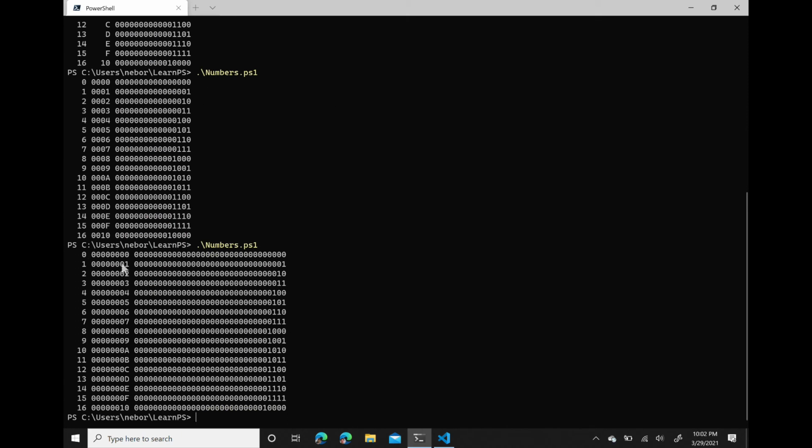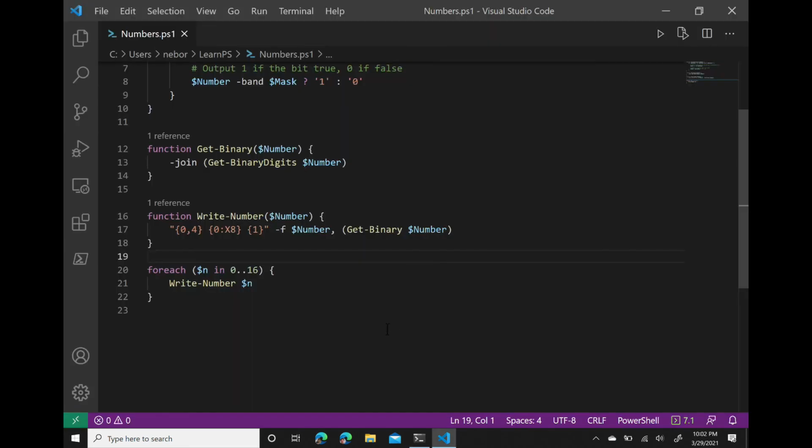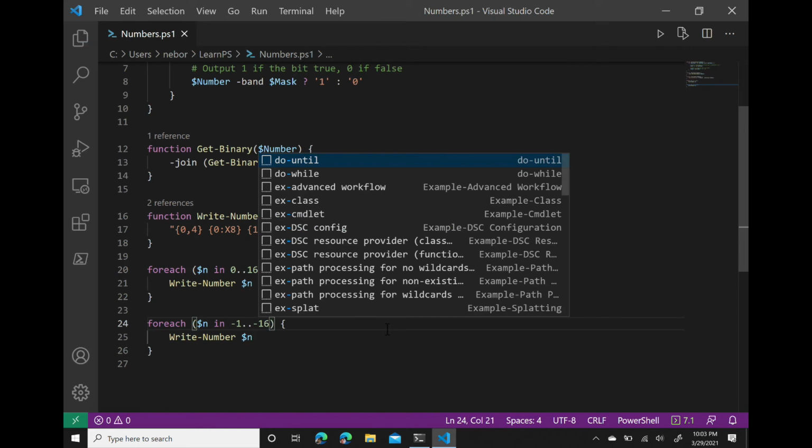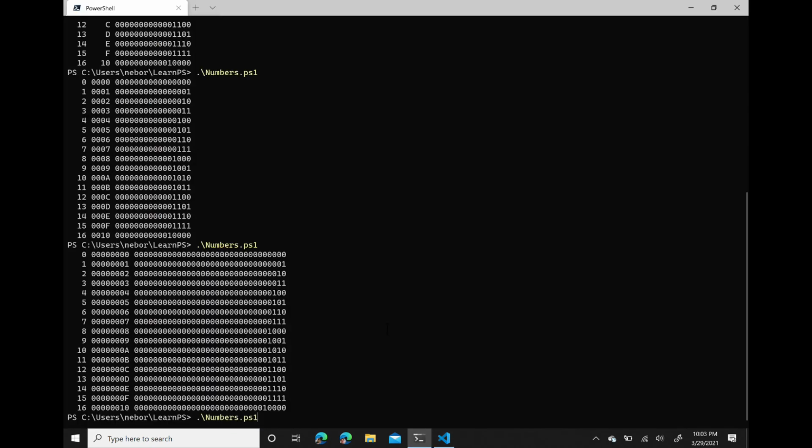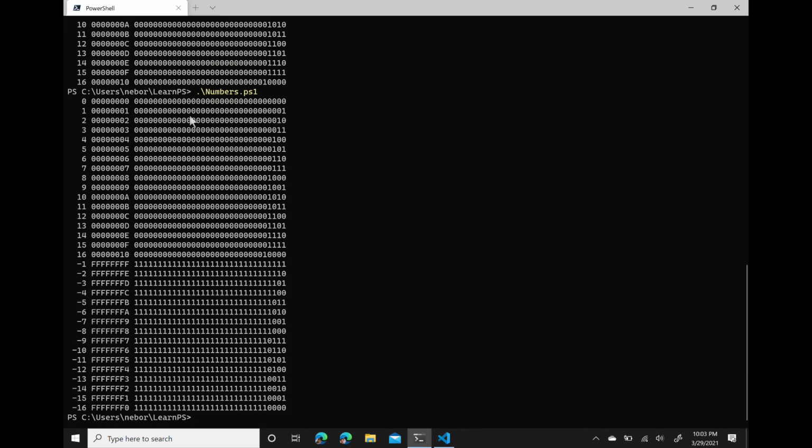We show in decimal, in hexadecimal, and in binary, we're showing a 32-bit number, and we're counting up from 0 to 16. Now what if we count down? We'll do the same thing, but we'll go ahead and write 0 to 16, but let's also write -1 to -16. So here's 0 to 16, and here is -1 to -16.